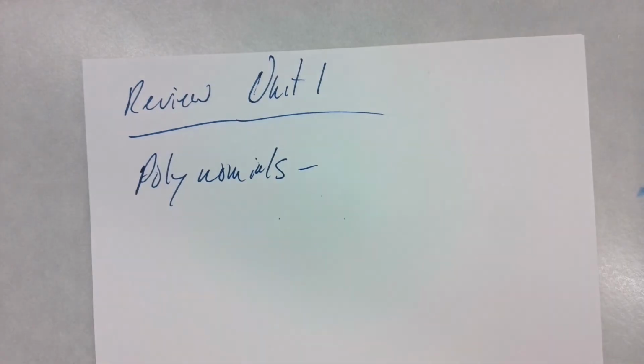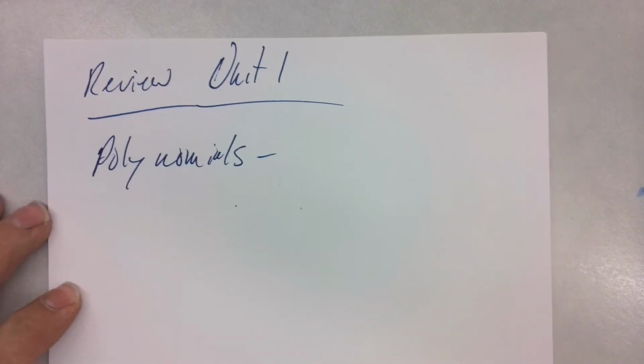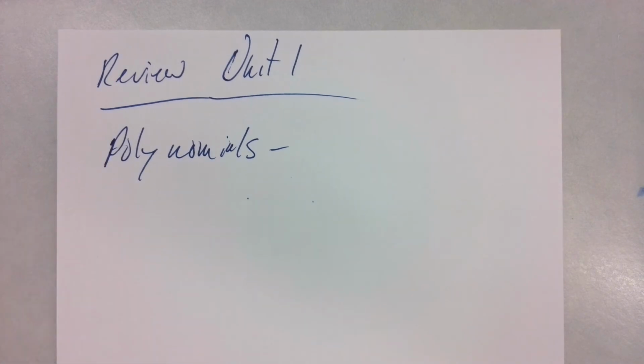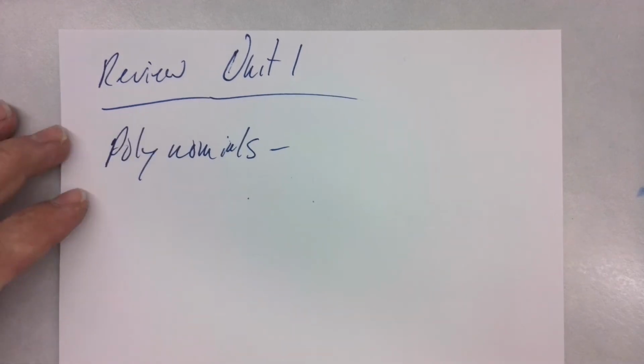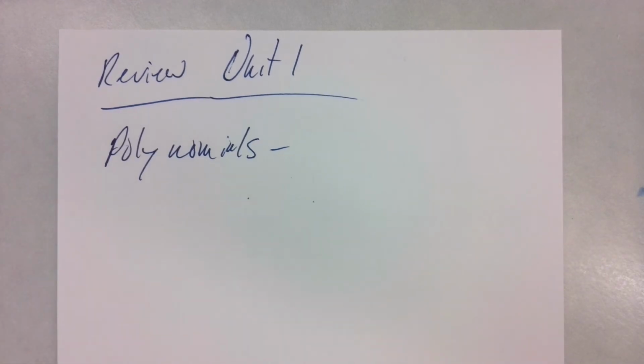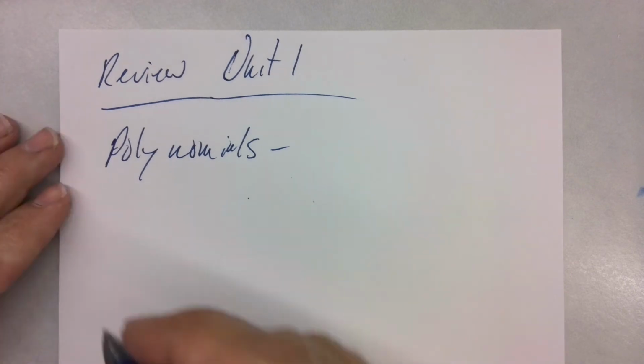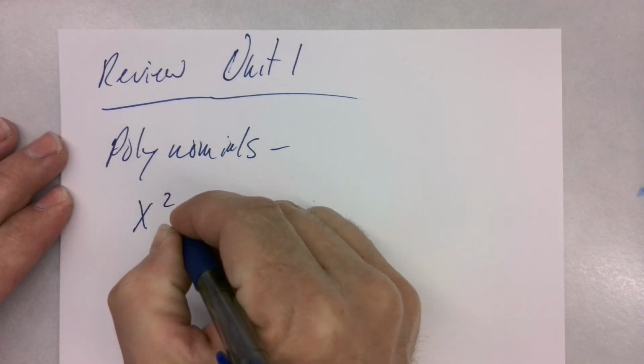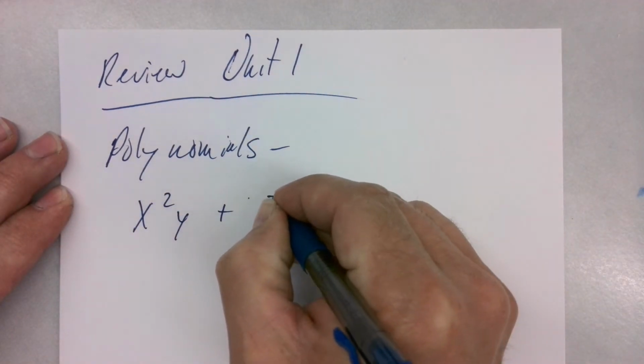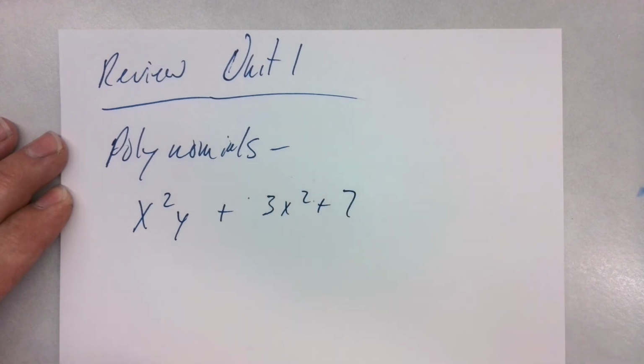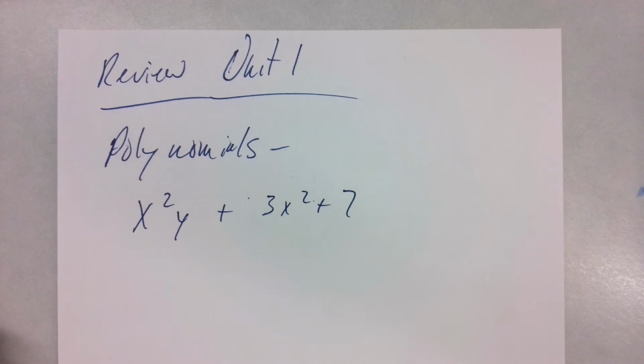Polynomials. Now, while I'm at this, I'm going to ask this because I didn't like the way I taught it the first time, because it changes down the road, okay? So we're going to do it so we don't have to worry about it changing down the road. But for right now, if I said x squared y plus 3x squared plus 7, and I said, is that a polynomial, what would the answer be right now? Yes. It is.